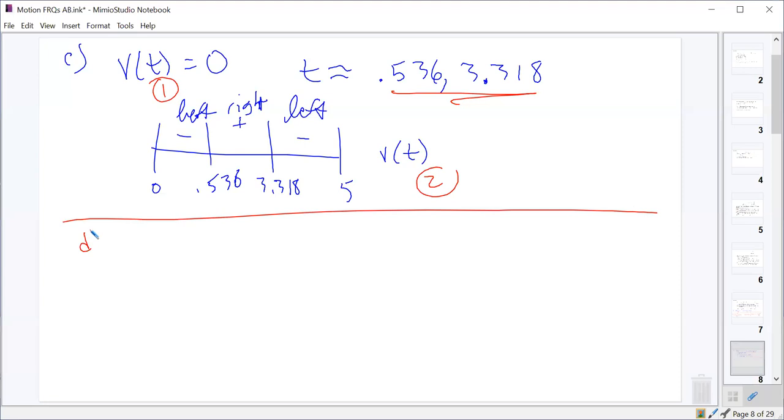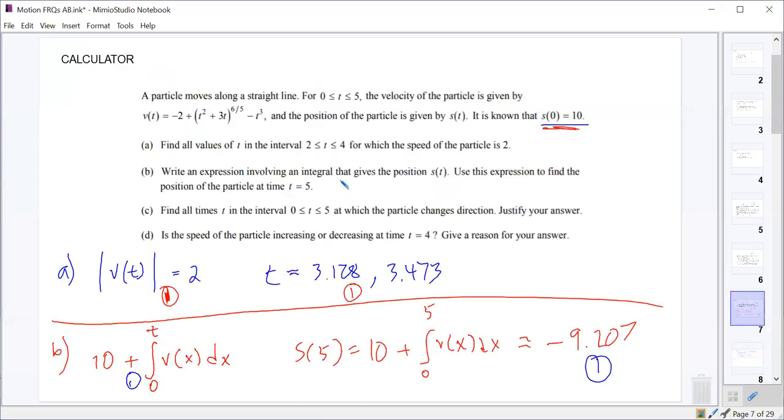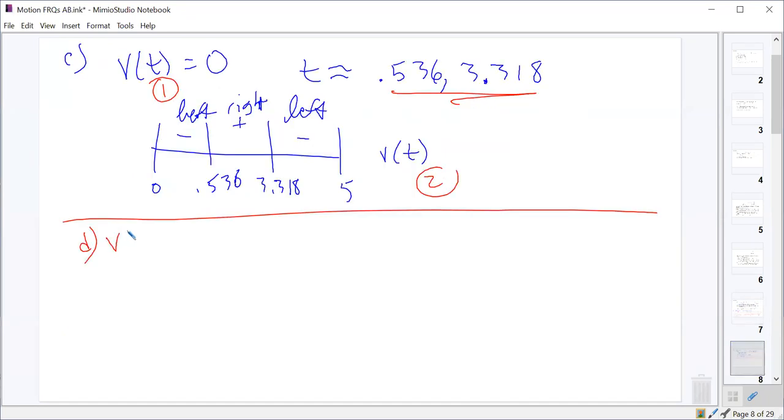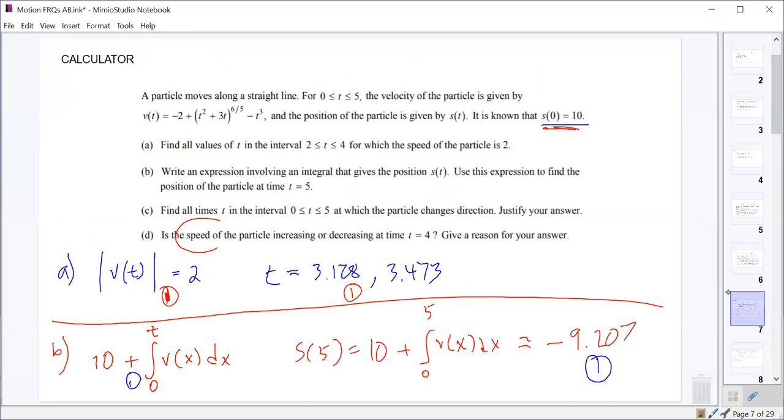All right, for part D, we want to know if the speed of the particle is increasing or decreasing at t equals 4. So remember that to figure out if the speed of something is increasing or decreasing, we have to look at the velocity and the acceleration. And if those have the same sign, then the speed is increasing. And if they have opposite signs, then it's decreasing.